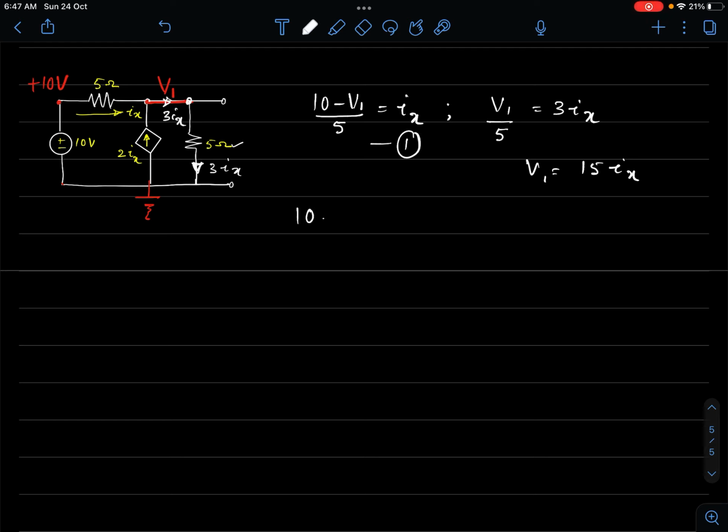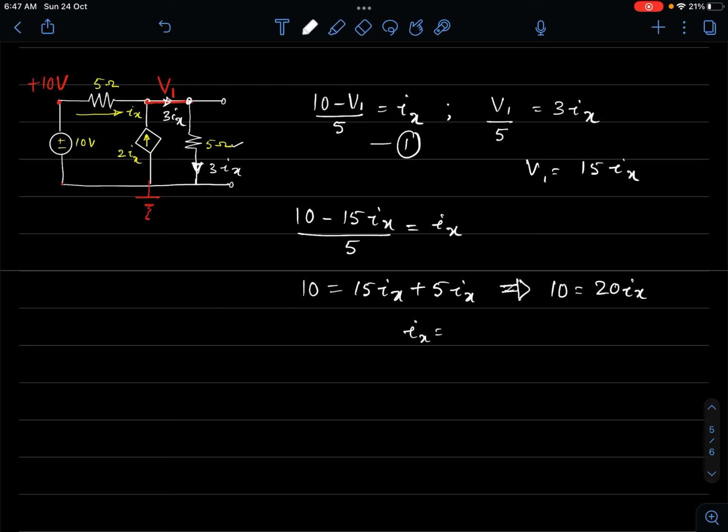What is it I get? (10 minus V1), which is 15 Ix, divided by 5, equal to Ix. Alright, so simplification is simple. This is 10 equal to 15 Ix plus 5 Ix. This means 10 equal to 20 Ix. Thereby Ix equal to 0.5 amperes.